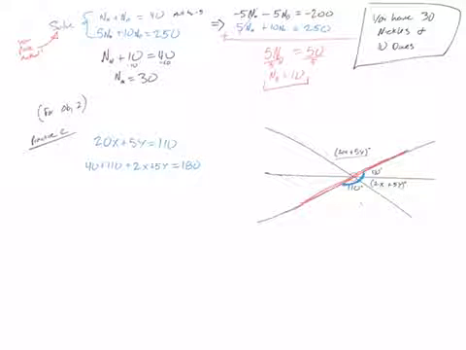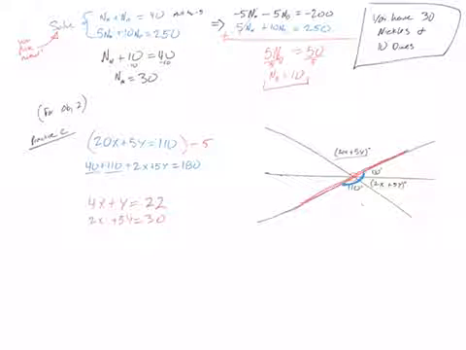So let's simplify these a little bit. I'm going to take this top equation and divide it by 5. This gives me 4x plus y is equal to 22. And then over here, I'm going to subtract 40 and 110, essentially subtracting 150. So I'm going to have 2x plus 5y is equal to 30.